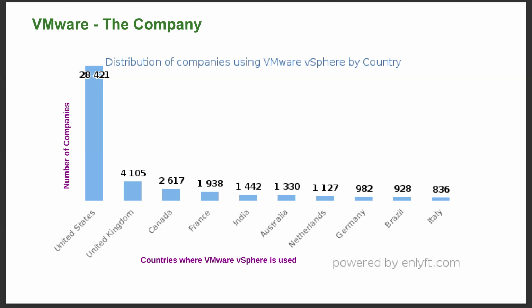VMware operates across many regions of the world, and I've listed here a few countries where VMware operates. This is by no means a complete list. As you see here, we have the United States, where around 28,000 companies are using the VMware solution. The United States is the major country in which VMware is being used, but as you see, there are a number of other countries where VMware is being used.